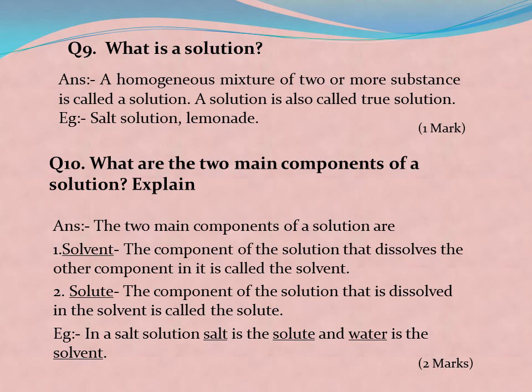Question number 10. What are the two main components of a solution? Explain. Answer: the two main components of a solution are: 1. Solvent. The component of the solution that dissolves the other component in it is called the solvent. 2. Solute. The component of the solution that is dissolved in the solvent is called the solute. Example: in a salt solution, salt is the solute and water is the solvent.